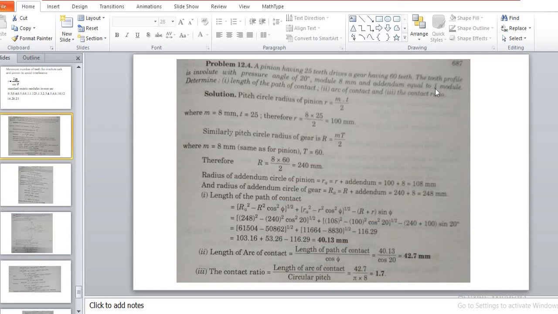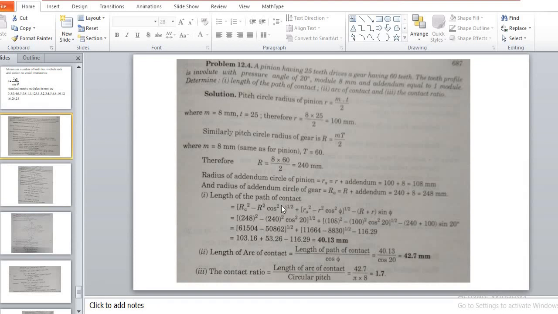Addendum is equal to 1 times the module. This addendum value is given as 1 time the module. So the module is 8 mm, and the addendum is equal to 1 into 8 mm, which is 8 mm. We determine the length of path of contact, arc of contact, and contact ratio. With these given values, we have to find these quantities.